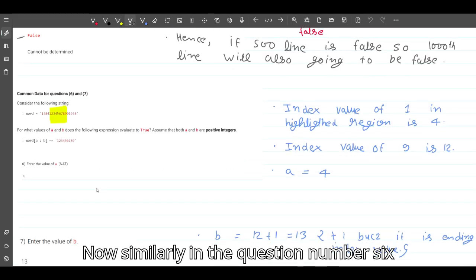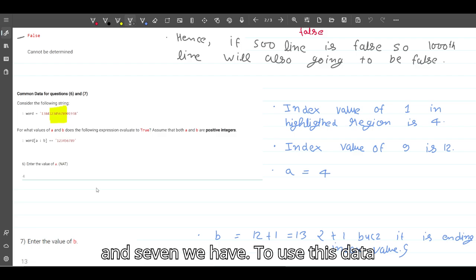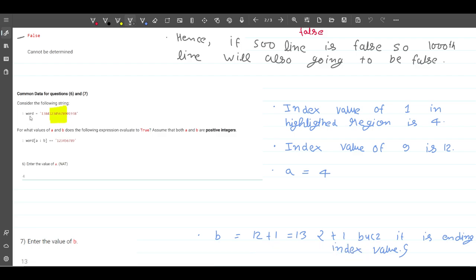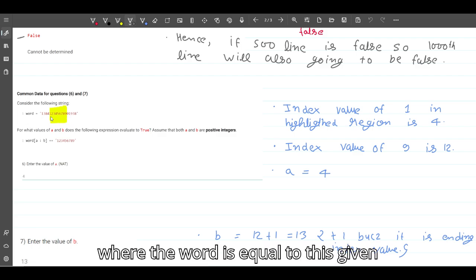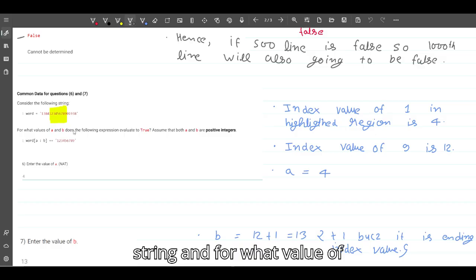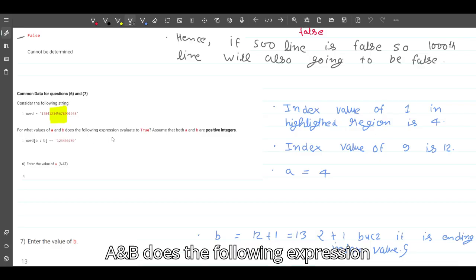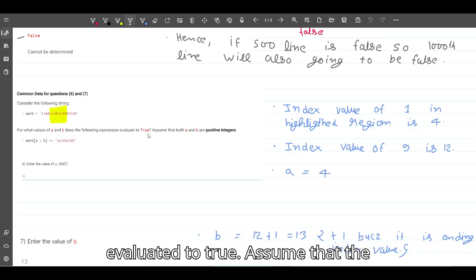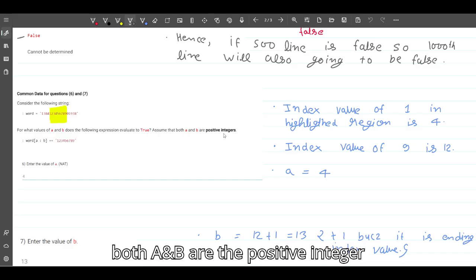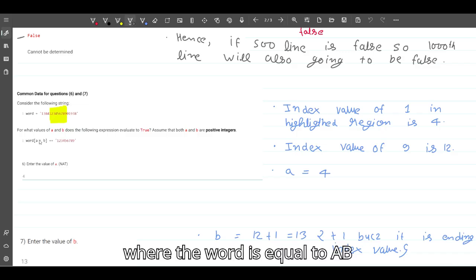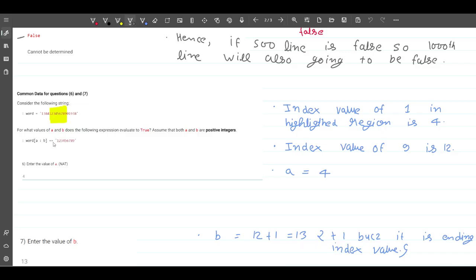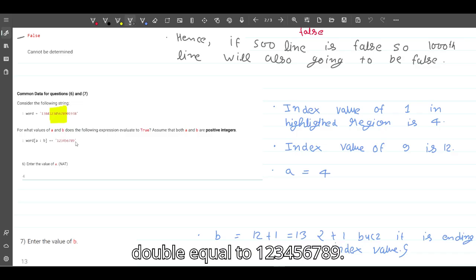Now similarly, in questions 6 and 7 we have to use this data where the word is equal to this given string, and for what values of a and b does the following expression evaluate to true. Assume that both a and b are positive integers, where the word is equal to 1 2 3 4 5 6 7 8 9.